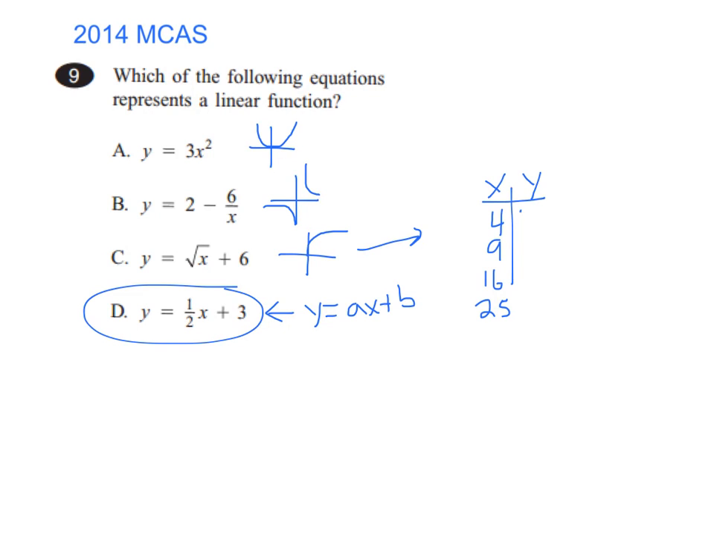So 2 plus 6 is 8, 3 plus 6 is 9, 4 plus 6 is 10, and 5 plus 6 is 11. And there you can see that the slope is definitely not the same, because the change in y over the change in x is not constant, because the change in y is constant, and the change in x is not constant.